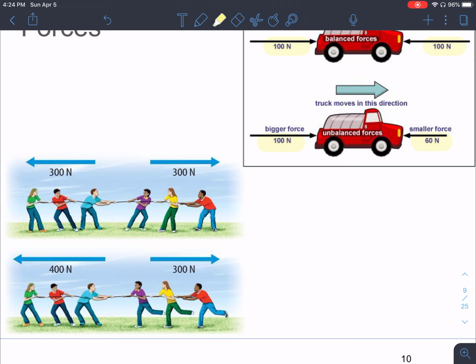Down here we have tug of war examples. As you can see in the first one, nobody is winning this just yet. They have equal amounts of forces being pulled on either side. But maybe the game went on for a little bit longer, and the team on the left now has 400 newtons of force pulling, and they're probably going to win this battle because the forces are unbalanced and going in the left direction.